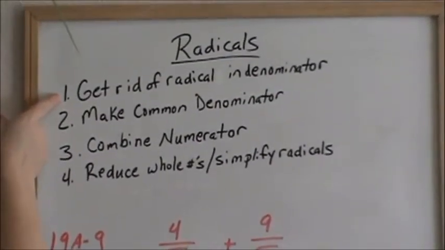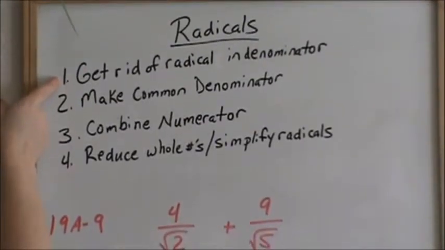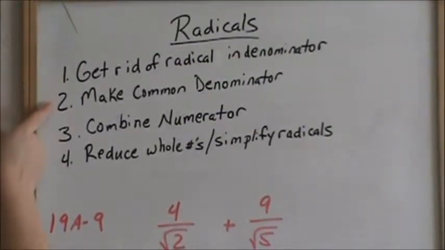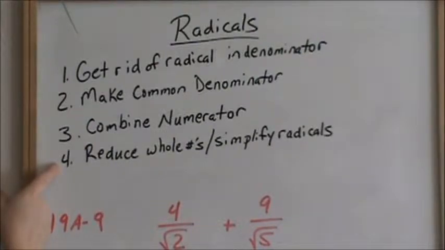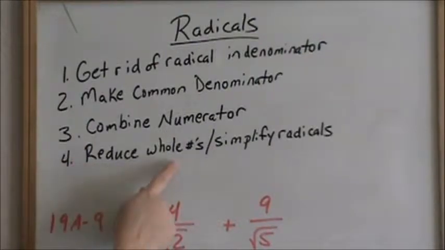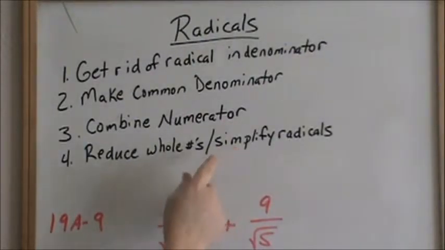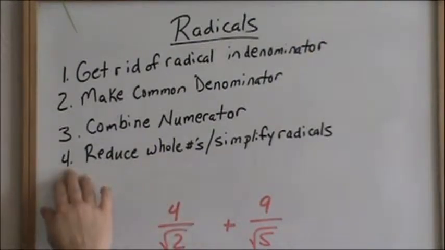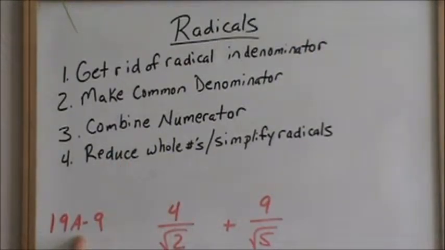The first thing you do is get rid of the radical in the denominator in both fractions. Then number 2, since we are adding and subtracting fractions, you always have to have a common denominator. Once you have a common denominator, step 3 is combine the numerators. Then you always look at the end, anytime you're dealing with fractions, can you reduce fractions? Can you reduce the whole numbers? And then when you're dealing with radicals, can you simplify the radicals? So I will repeat these steps 1 through 4 as I'm working out 19A9.